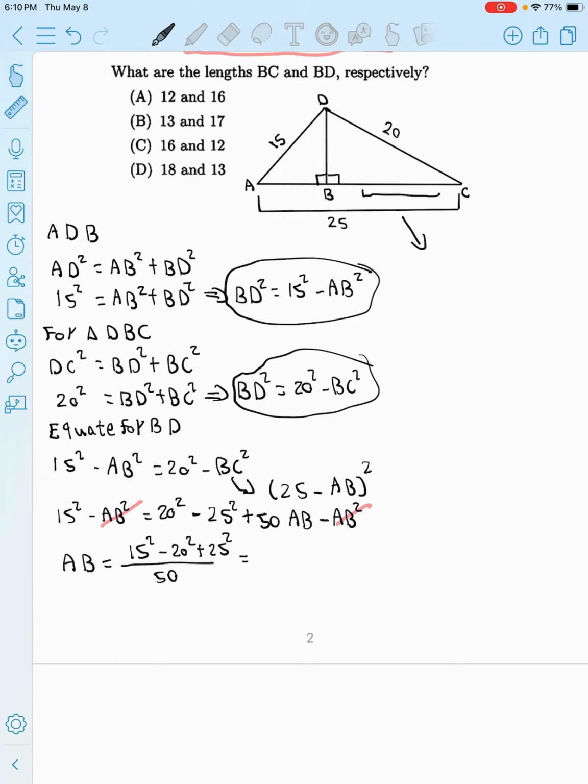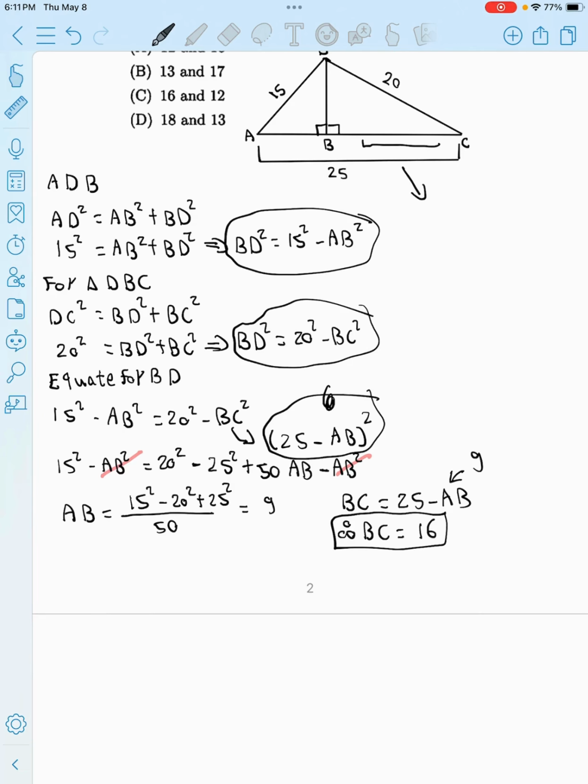If you use your calculator, you get AB is equal to 9. Then we can take this value and basically we know this part. So BC equals 25 minus AB, right? That's what we changed right here. So we know AB is 9, therefore BC is equal to 16. So BC is equal to 16.